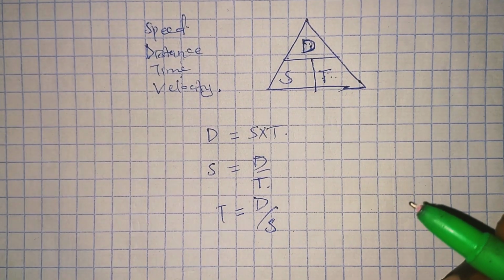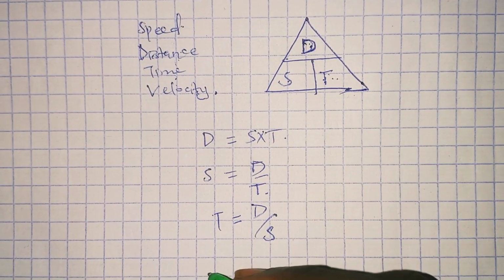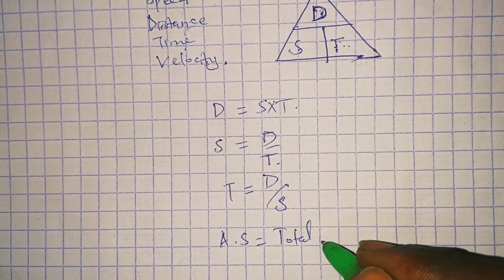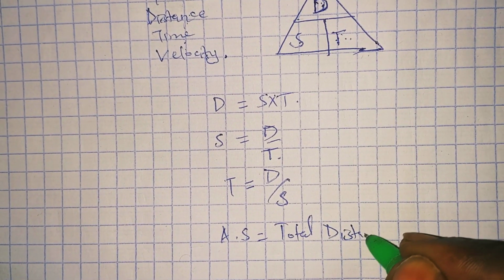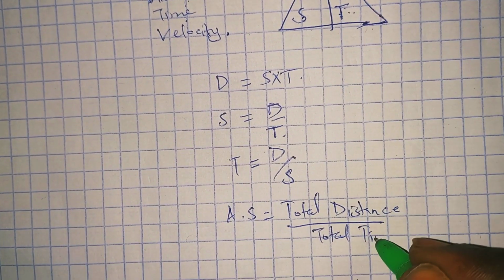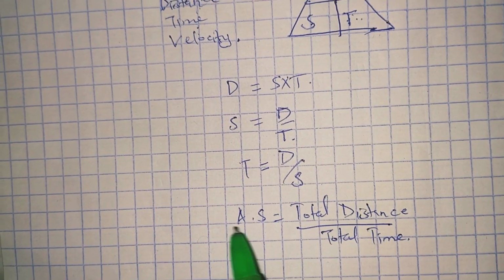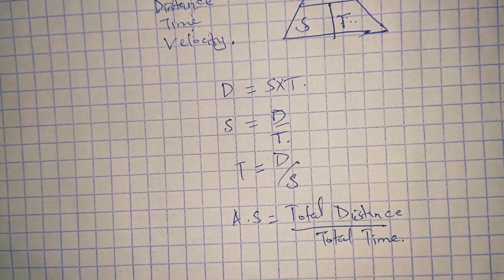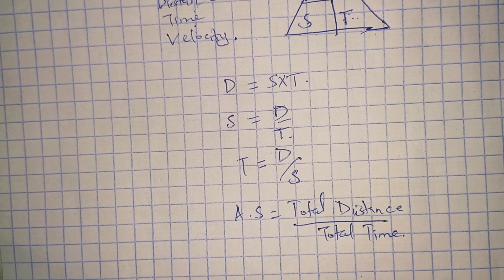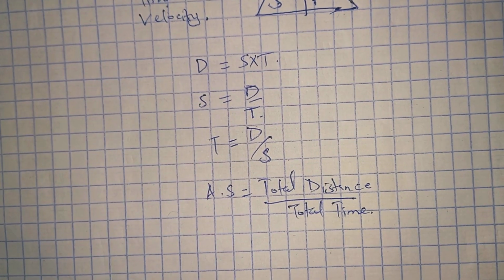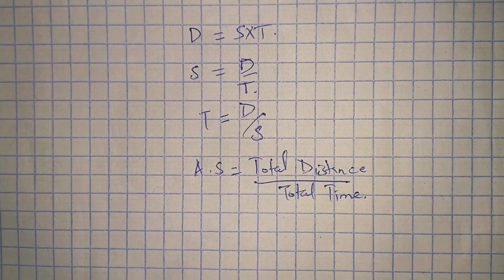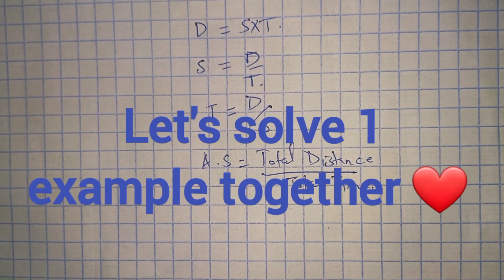So when you are told to calculate the average speed, it is total distance that is covered by the body or by a person, total distance all over total time. So if we are told to calculate average speed, you just calculate the total distance that was moved by that body, divided by the total time that was taken. You add even the time that was taken when the body was resting or when somebody was resting. So when you divide that, you'll get the average speed.